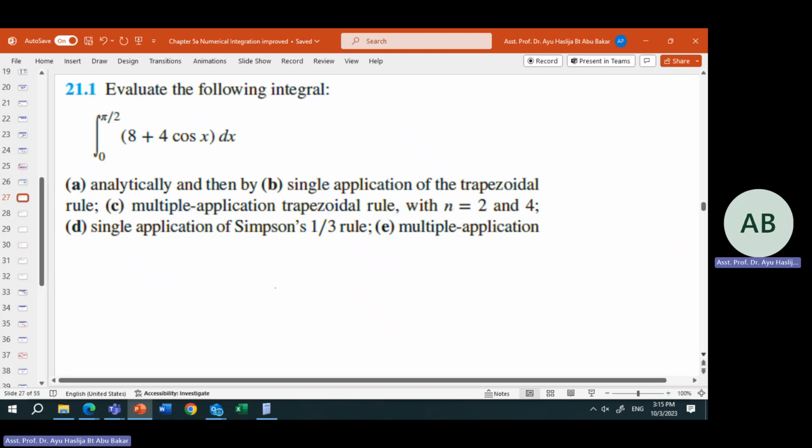Okay, can we try this one last question before we stop the class? It asks you to evaluate the following integral. Now, the function here is more complex. It involves the cos. Remember, every time the function has sine, cos, tan, please use radian mode. Now, analytically using the calculator, this is to find the true value.